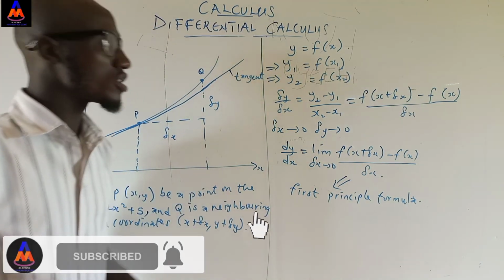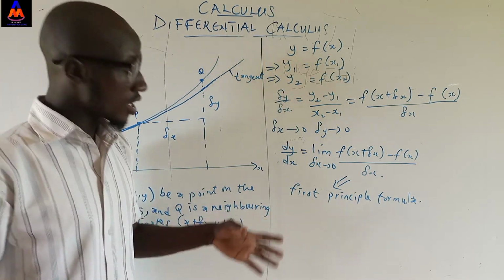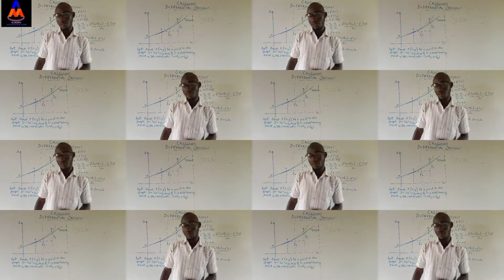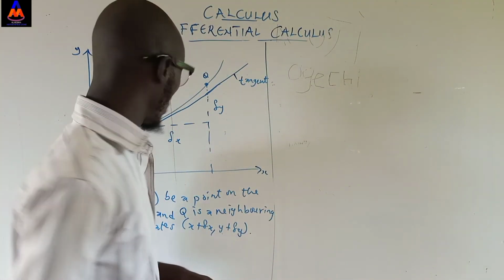This is the formula that we call the first principle formula. This is the first approach to generate it. You can also generate it with another approach. Let's look at that in the next lab. Yeah, considering the second approach in generating this first principle formula.